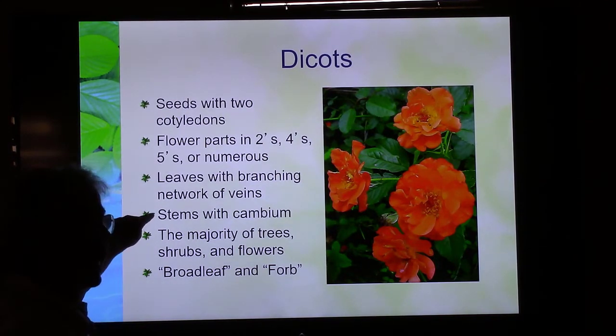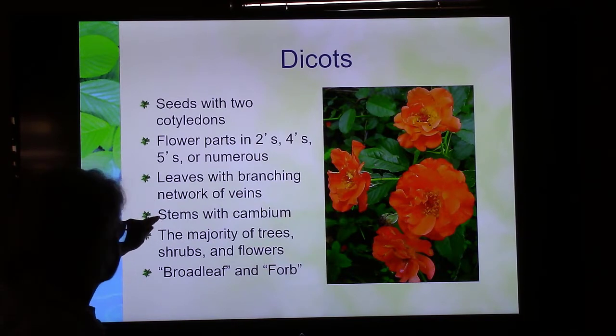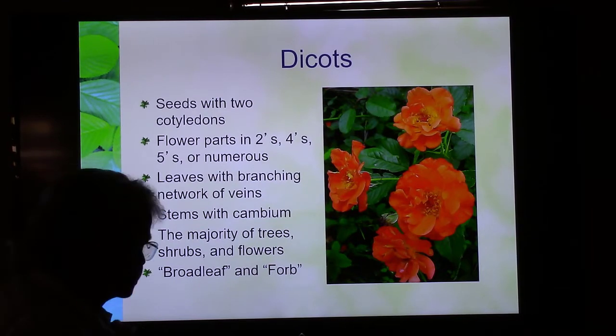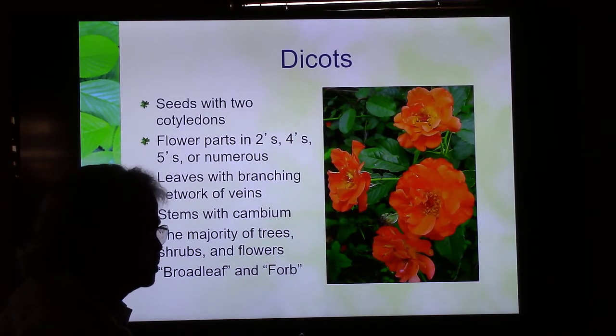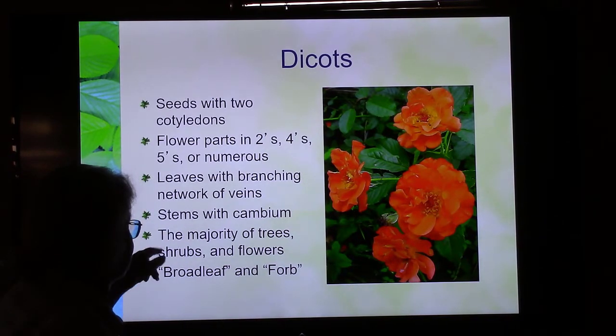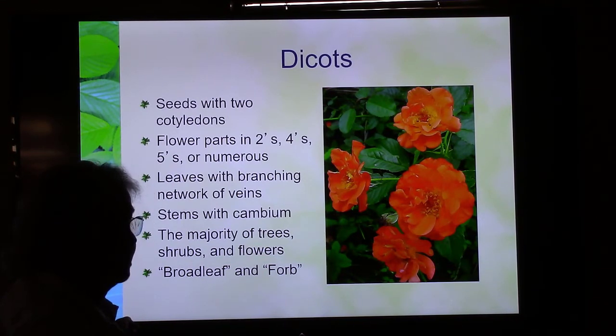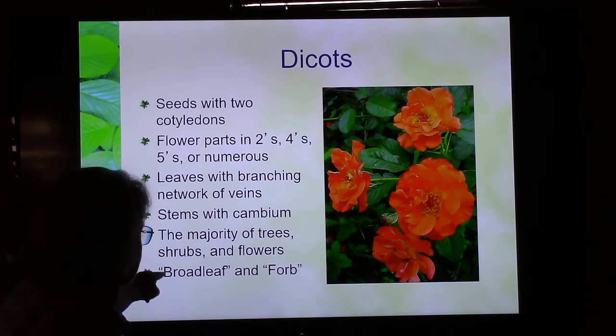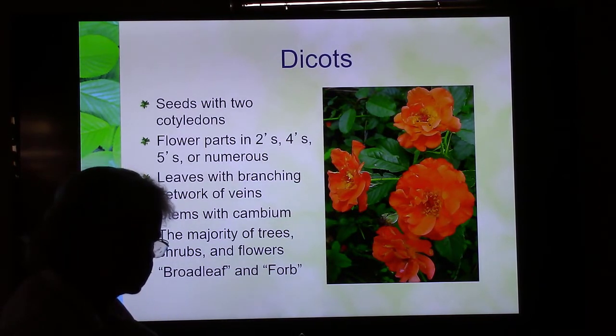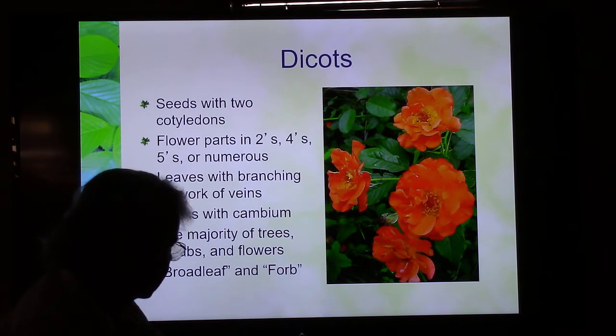The stems have cambium, whatever that is, and here we find the majority of trees, shrubs, and flowers. Pretty much all the trees that are not gymnosperms are dicots. There's really only one monocot tree, and that's a palm tree. Here are two words to associate with dicots. As botanists, I call them dicots.